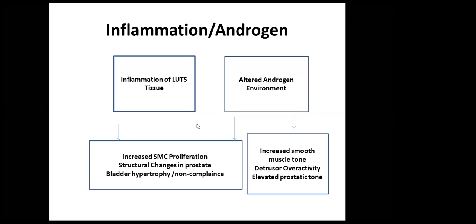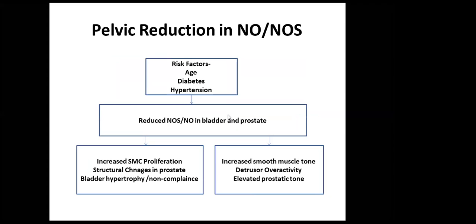symptom severity. And the altered androgen environment, as discussed earlier, increased estradiol to testosterone concentration level increases sensitivity of androgen receptor, thereby stimulating the formation of prostatic tissue and inhibiting the cell apoptosis. Next, it is the pelvic reduction of nitric oxide.